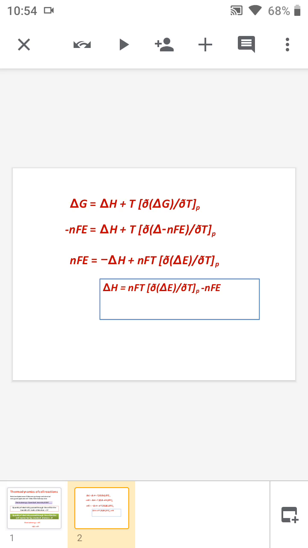Then, as we discussed earlier, delta G can be substituted by minus nF into E, which is equal to delta H plus T into dou. Instead of G, we can substitute minus nFE divided by dou T at constant pressure. So if we multiply both sides by minus, we will get nFE is equal to minus delta H plus nFT into dou E divided by dou T at constant pressure.